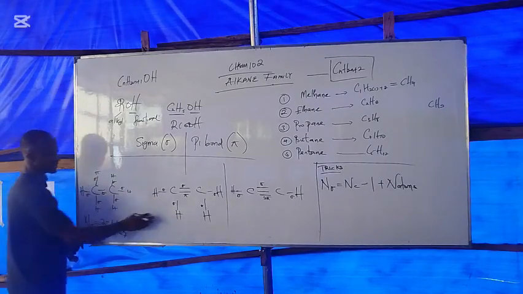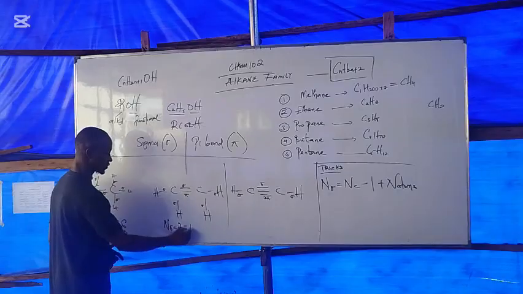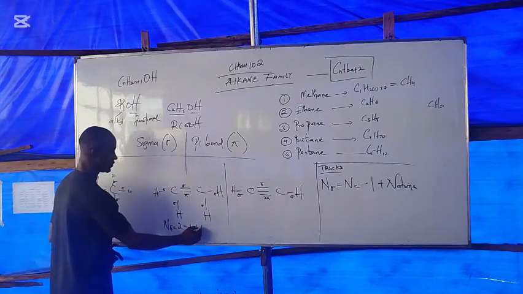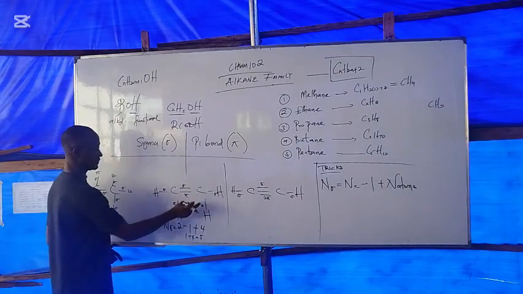Is that correct? So for this, let's check. Number of sigma bonds is what? What's the number of carbons here? It's still 2 minus 1 plus the other atoms. How many are there? 4. And that will give us 1 plus 4. That will give us 5. Is that true? Yes, 1, 2, 3, 4, 5, right?